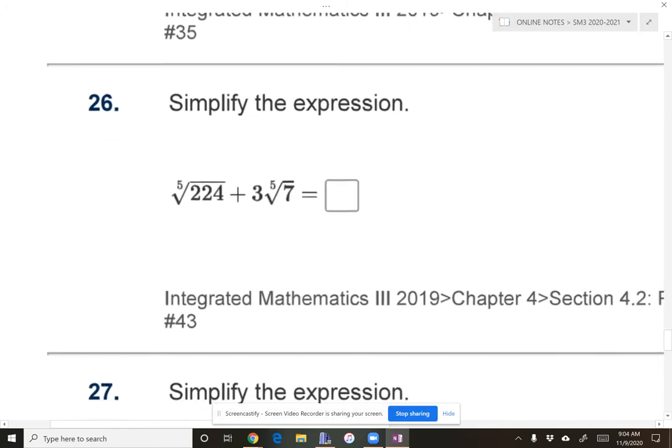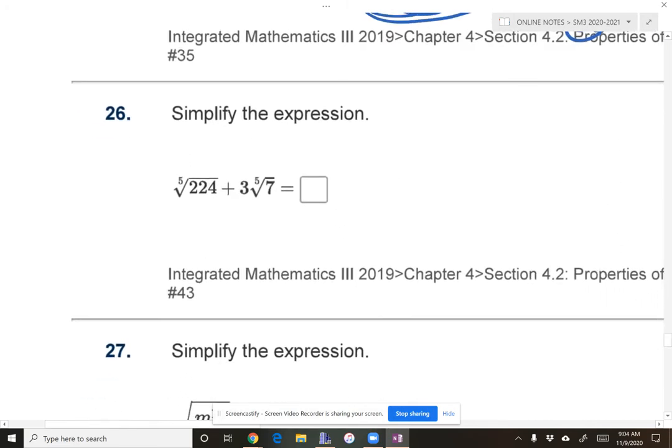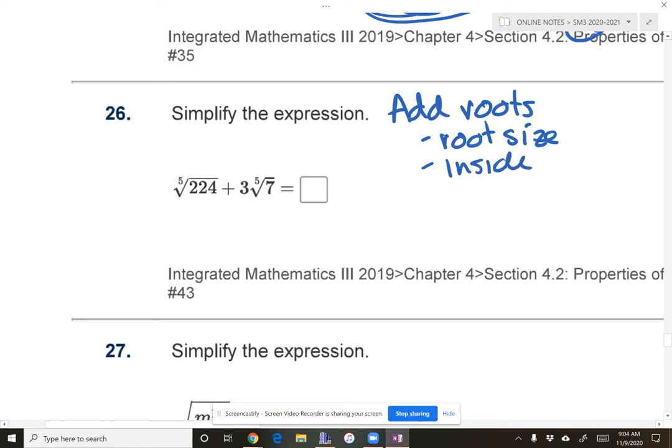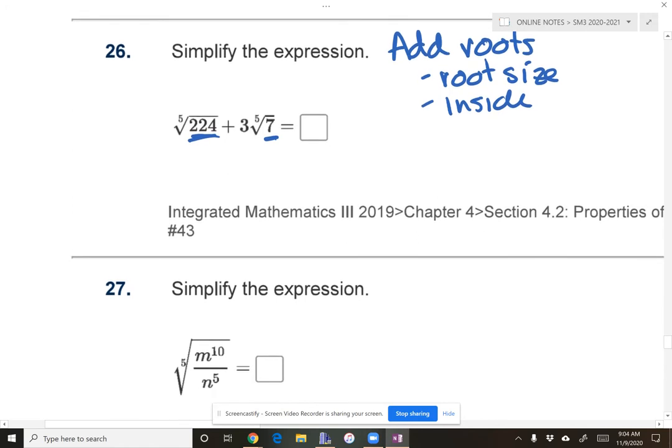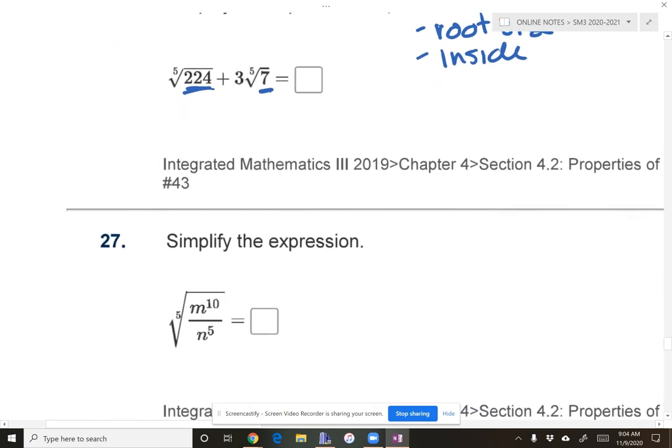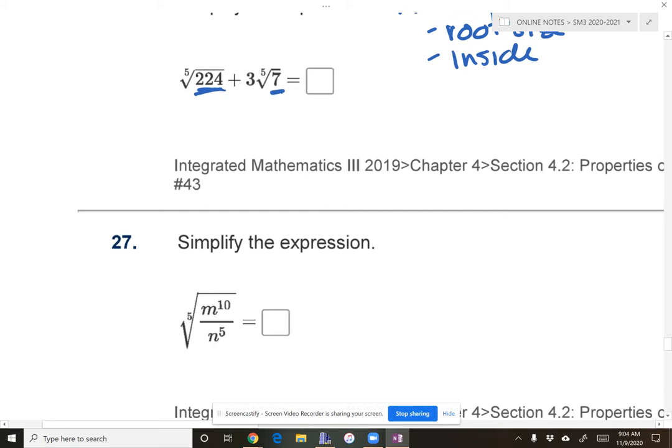Okay. Number 26 says simplify the expression. We're adding roots. So the only way we can add roots, there's 2 things. The root sides have to be the same and the insides have to be the same. And you're looking at this, you go, oh my heck, the insides are not the same. Well, let's see if we can get them the same. Okay, the roots are the same. So I can't make 7. I'm not going to worry about 7, but I'm going to try and change this one.